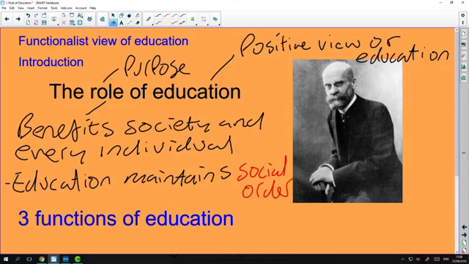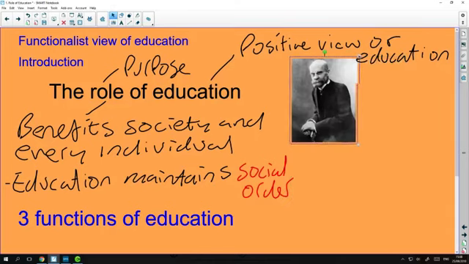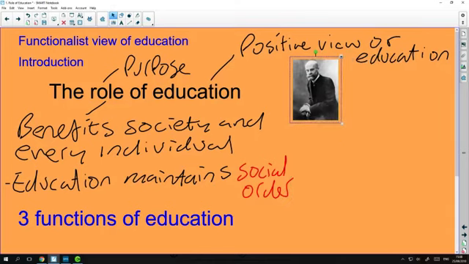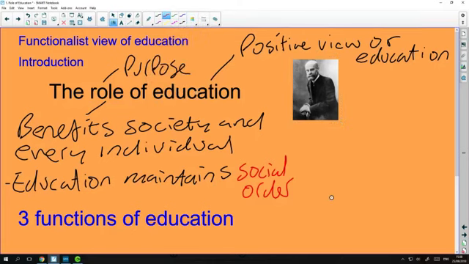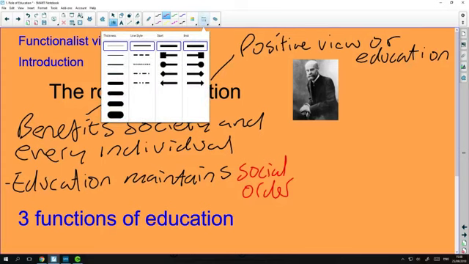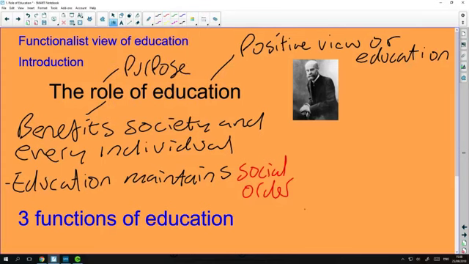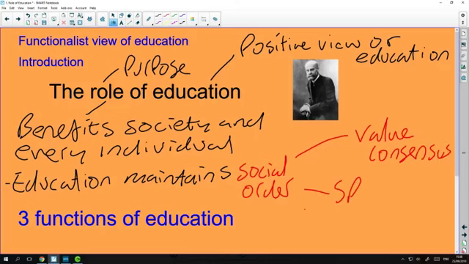Just like any other institution, education needs to keep society working. And it does that through the two processes that you already know, which is a value consensus and specialised division of labour.